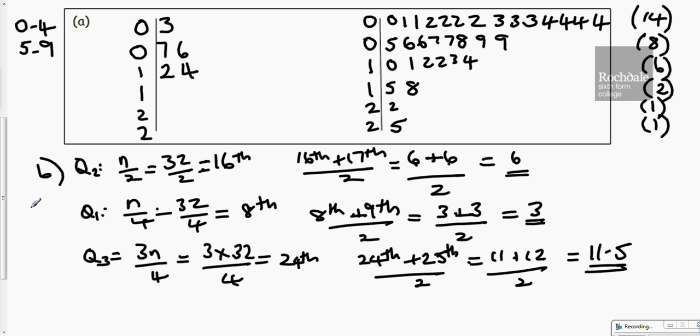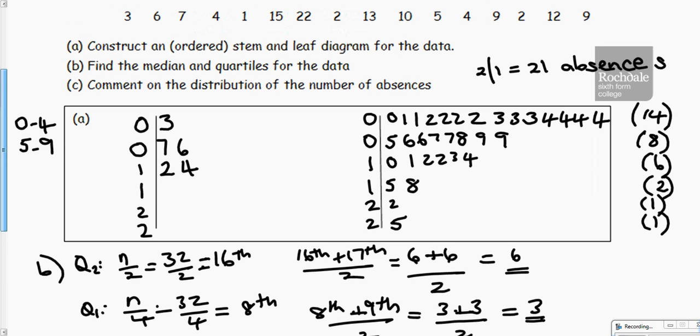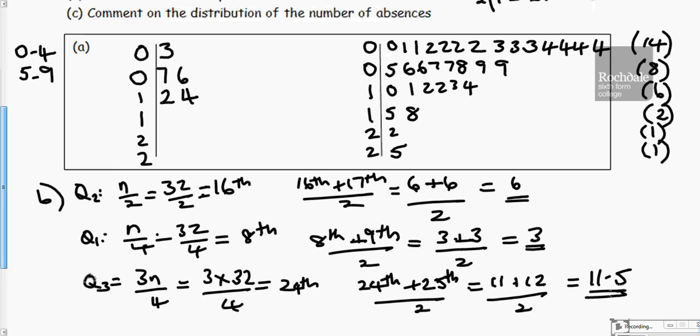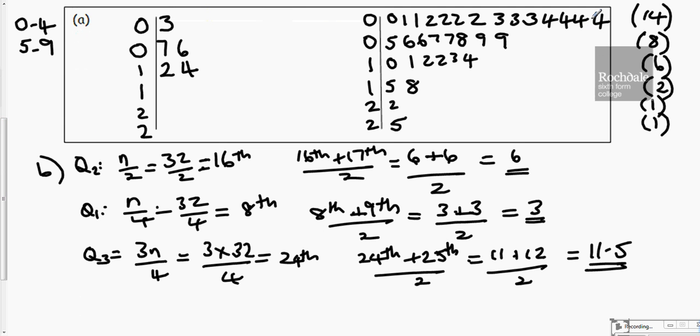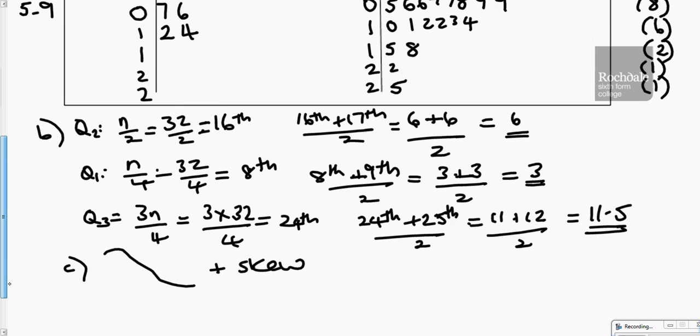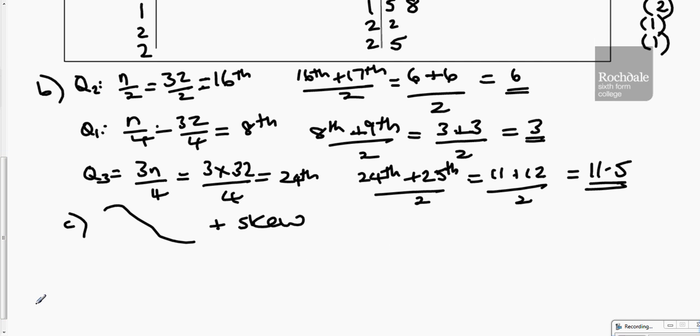Okay? The last part says comment on the distribution of the number of absences. Now there's two ways to do this. You can look at the diagram and see that it starts off high and comes down low. So it has this kind of shape. So like we said in the previous booklet, we've got a positive skew, but we can also use a rule that we're going to look at later in the booklet. So if you've already looked at this rule, it will be helpful.